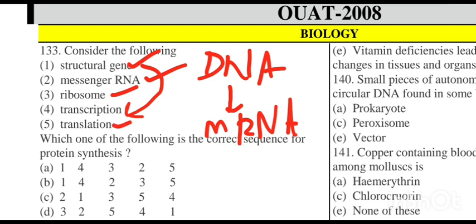So the whole process, at first structural genes, that means 1. Then transcription, that means 4. Then messenger RNA 2. Then ribosome 3. Then finally translation. So here option B is the correct one, the correct sequence of events.